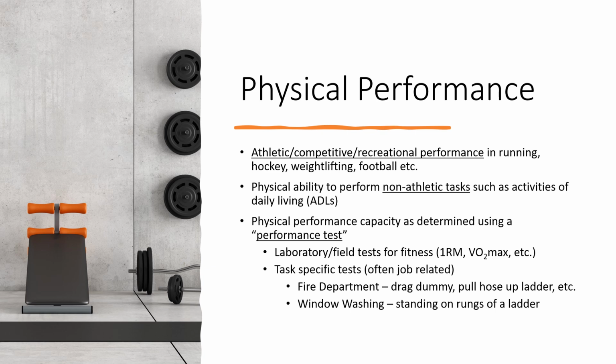So to divide our physical performance into a couple different categories, we have the following definitions. We have our physical performance as an athletic, competitive, recreational performance. This could happen in running, hockey, weightlifting, football, soccer. It's a lot of individuals who are looking at physical performance as a metric of the sport or activity they're performing. We have our physical activities, so our ADLs.